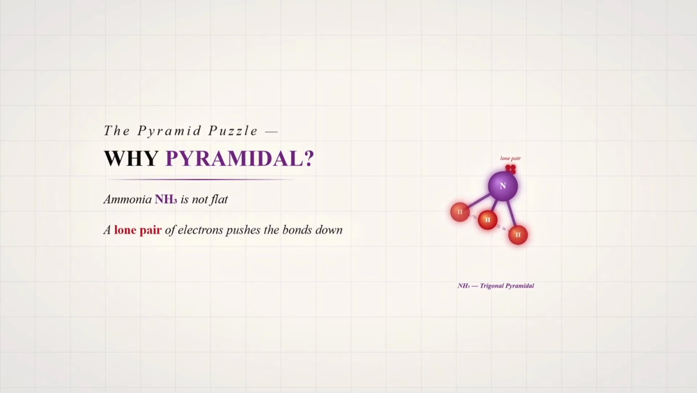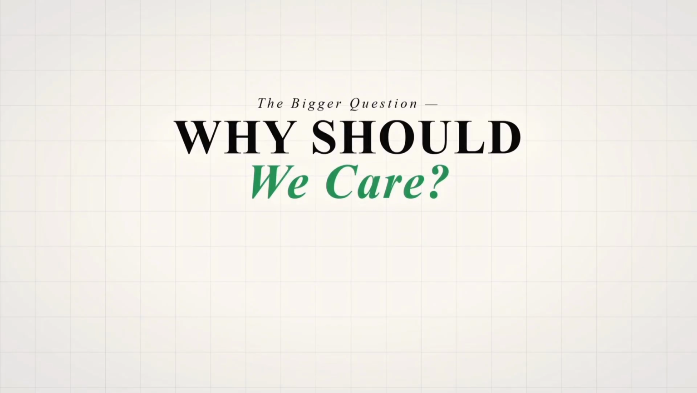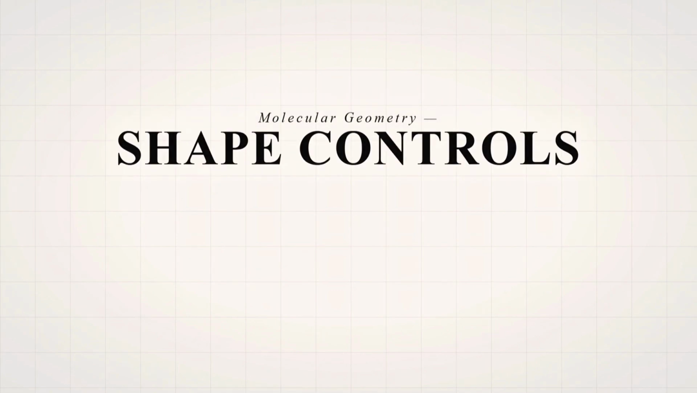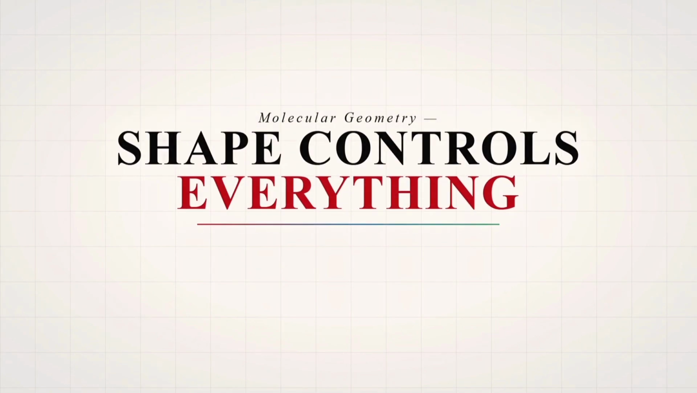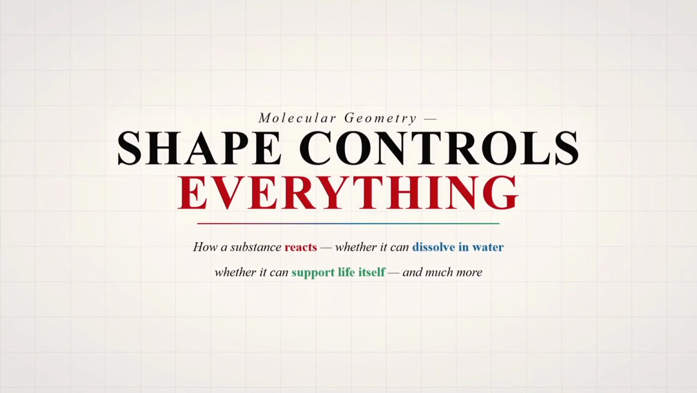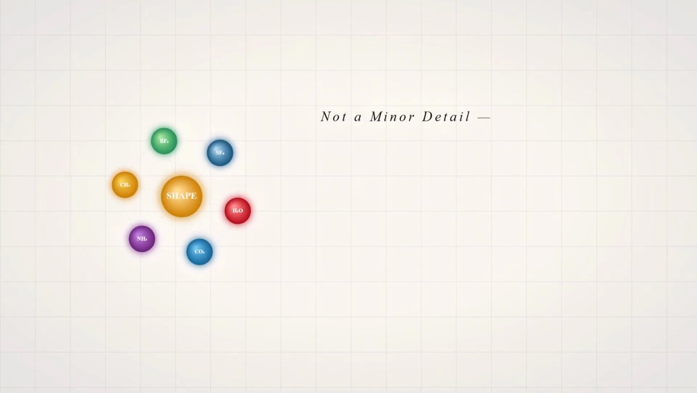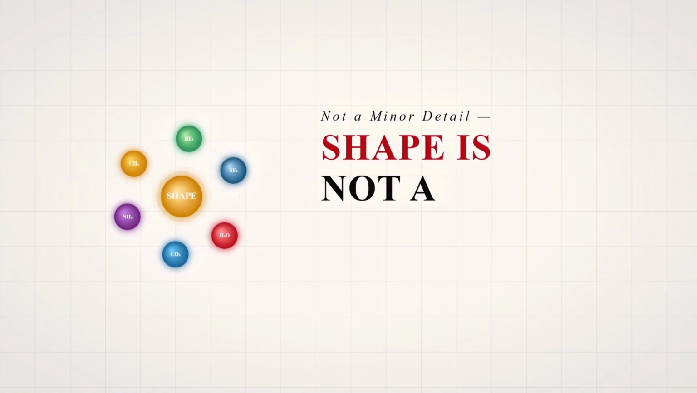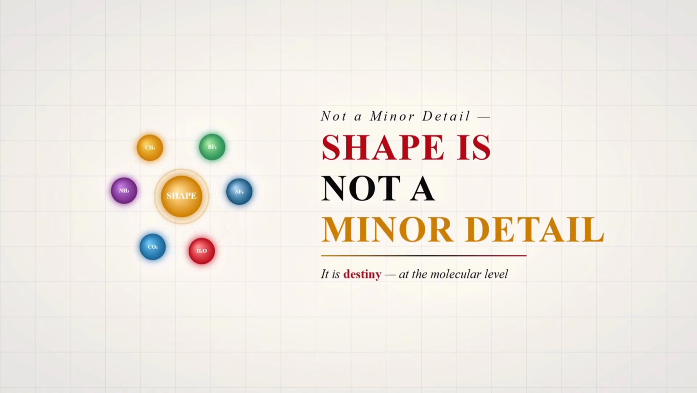And before we go any further, here's an even bigger question. Why should we care about the shape of a molecule at all? Here's why it matters more than you think. Shape controls everything: how a substance reacts, whether it can dissolve in water, whether it can support life itself, and much more. Hence, shape is not a minor detail. It is destiny at the molecular level.